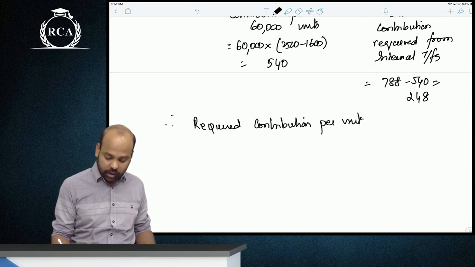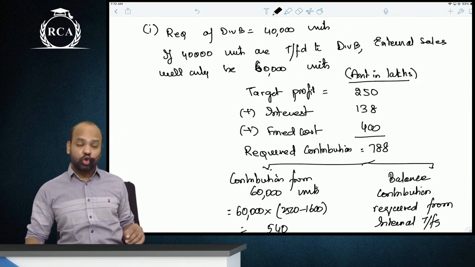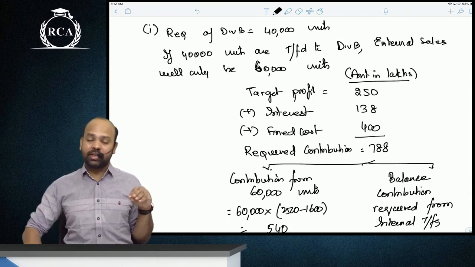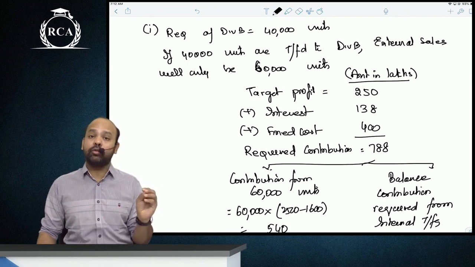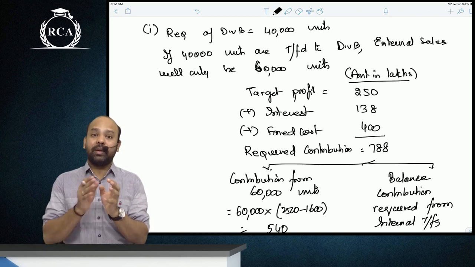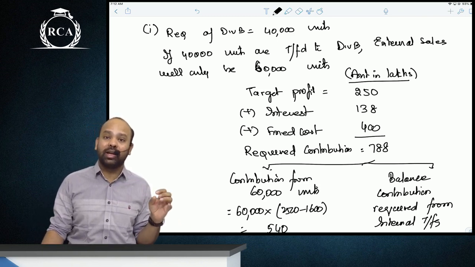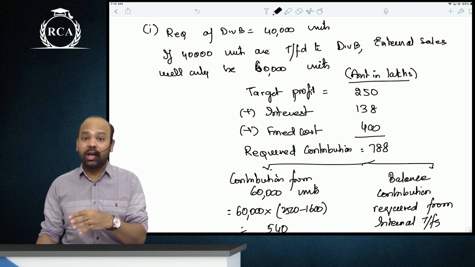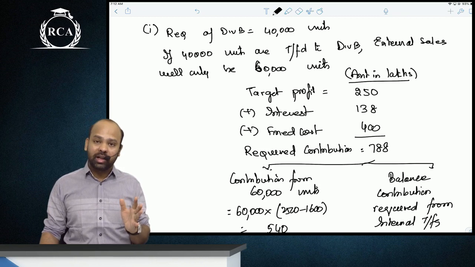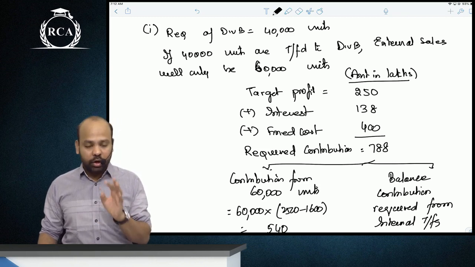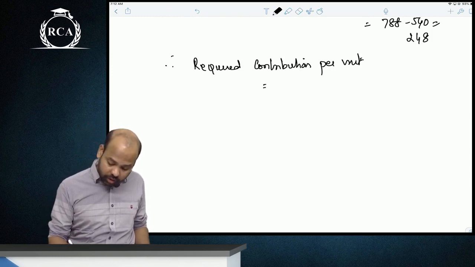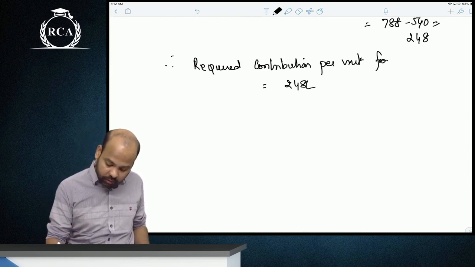We are working backward. The question says what transfer price you should quote in order to meet your target income. So we took target income as a base. We are adding back all the fixed expenses and interest cost to know the amount of contribution that we are supposed to make. I'm dividing that into two parts: the contribution I need from external sales, and the contribution I need from internal transfers. At this point, you should know that your external sales are no longer 70,000. It is only 60,000 units. So your required contribution would be 248 from internal transfers.